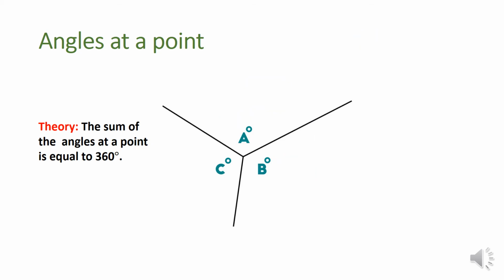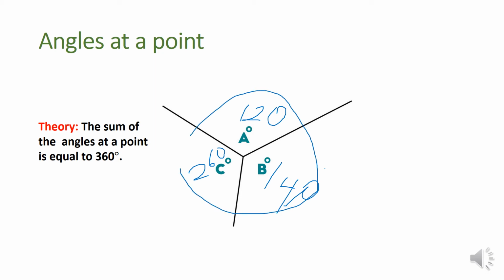Okay, so let's do this all over again. So let's say this angle here is still 120. This angle here is 140. What would C be? One angle is 120, the other angle is 140. What would C be? C would have to be 100. Angles at a point, the sum is equal to 360 degrees. Alright?